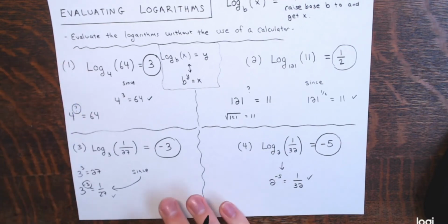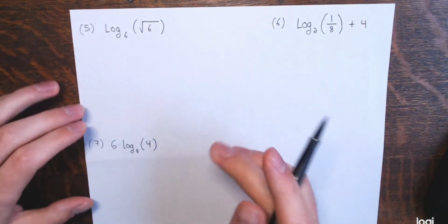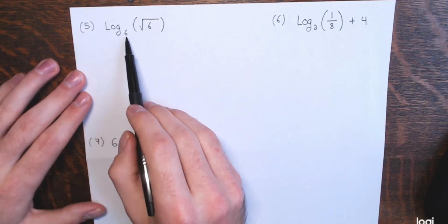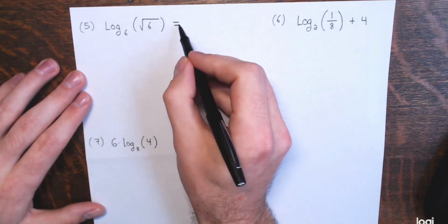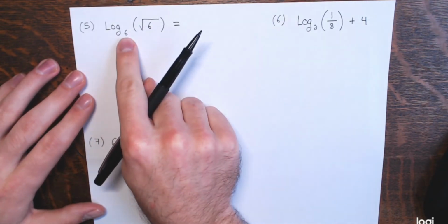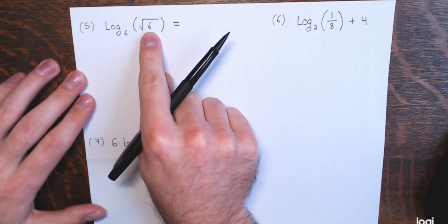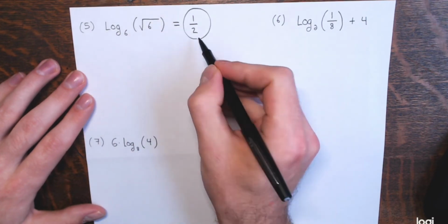All right, I got just one more page, a few more examples of this. So we saw square root earlier with that square root of 121. So in example 5 here, I have the log base 6 of the square root of 6. So again, you're thinking, 6, the base, to what power equals the square root of 6? Well, that would be the half power again. So this has a value of a half.